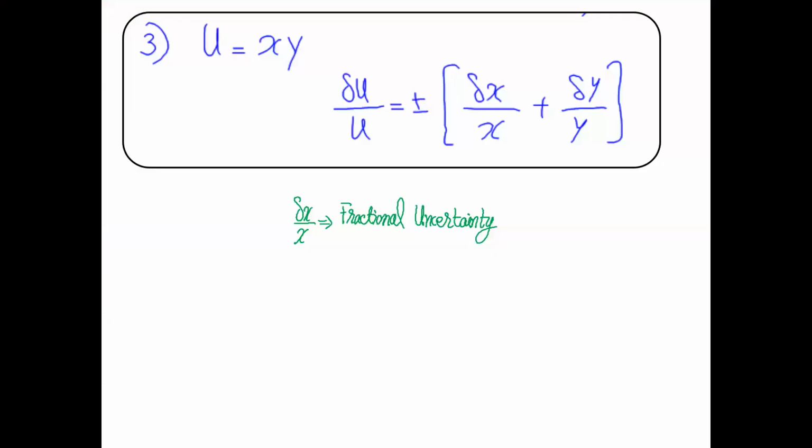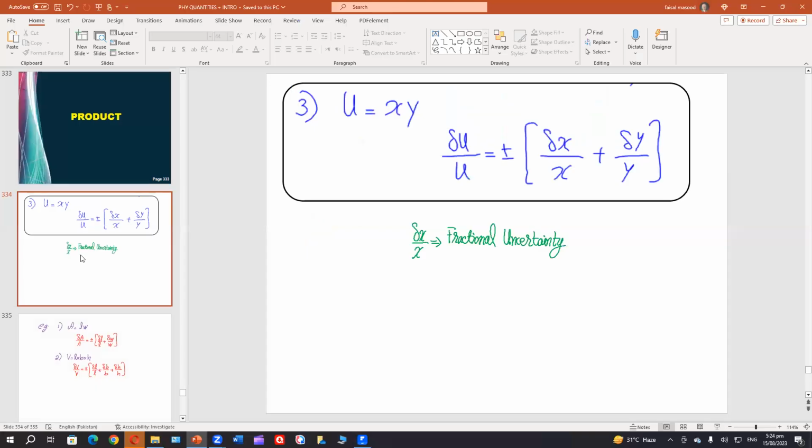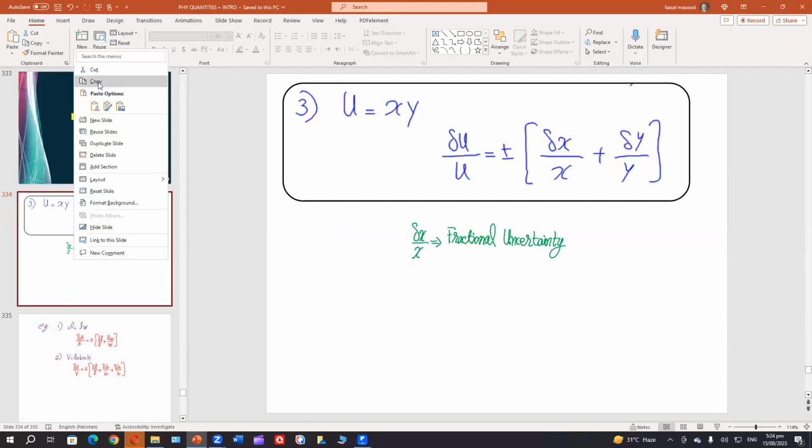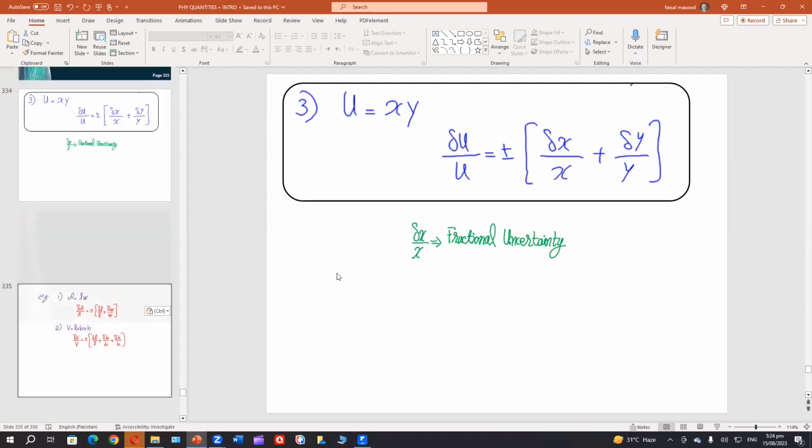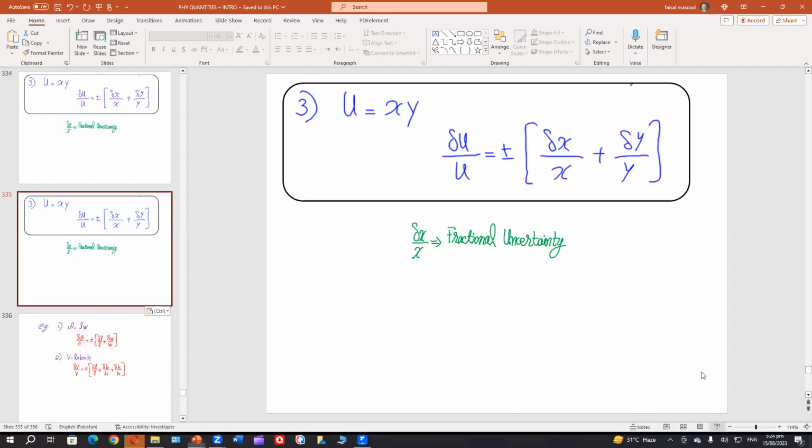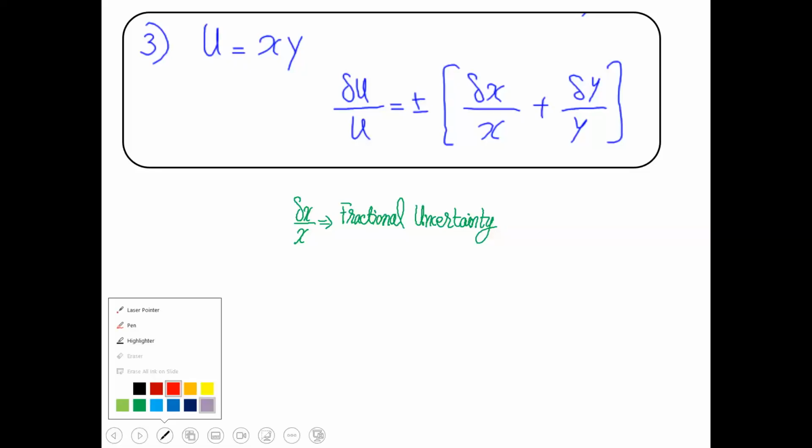Okay, now look at the term product. The first formula: u is equal to xy. When you are dealing with a formula in which two variables are in product form, you will add the uncertainties in terms of fractions. So you have to remember that in case of a product, you have to add up the fractions. So you have to copy this screen. Okay.